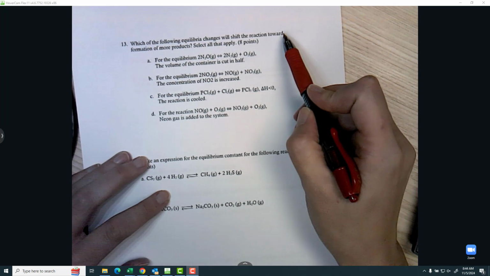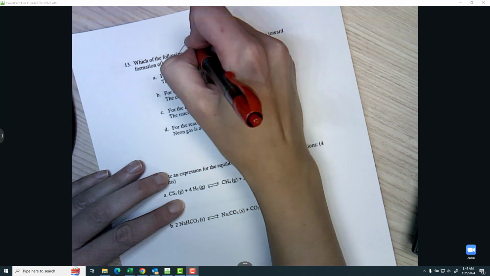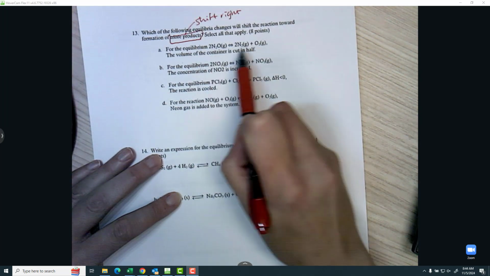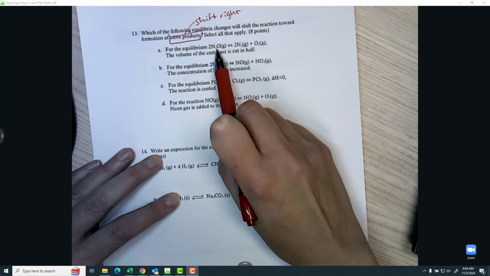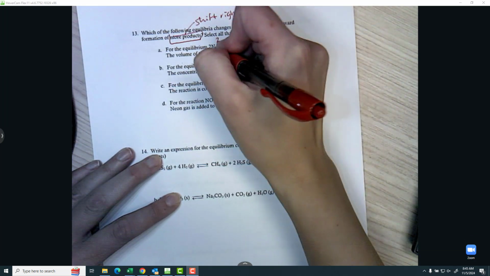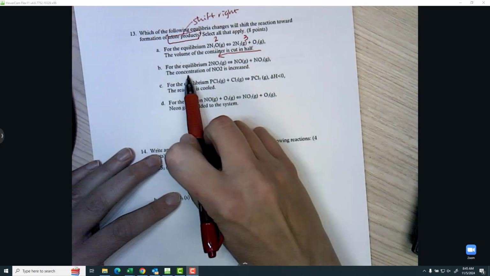All right, next up we have a Le Chatelier's problem, and it's worded a little bit differently. It says which ones will make more products, which in my mind I'm saying shift right. So will it shift right? So for the first one, it's a volume, and so I'm going to look at the number of moles of gas, 2 on the left and 3 on the right. So cutting the volume will shift it toward the fewer moles, so that would be a shift left.